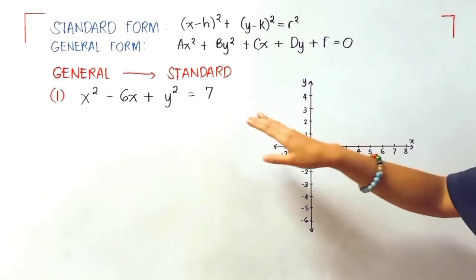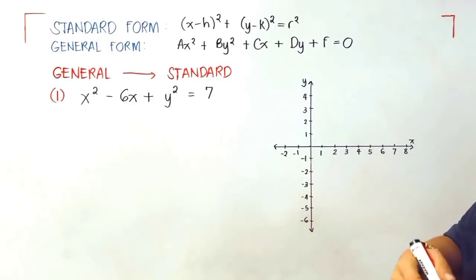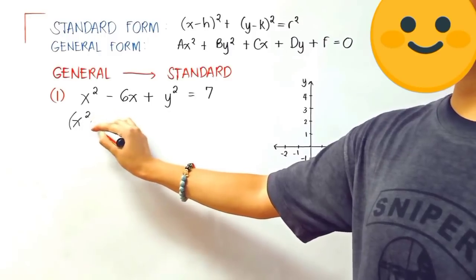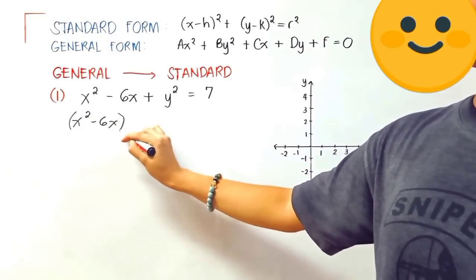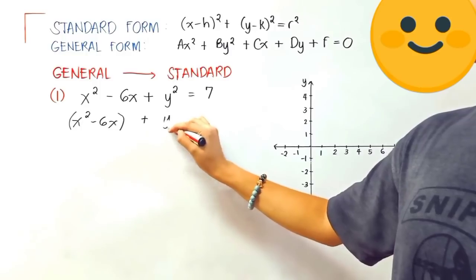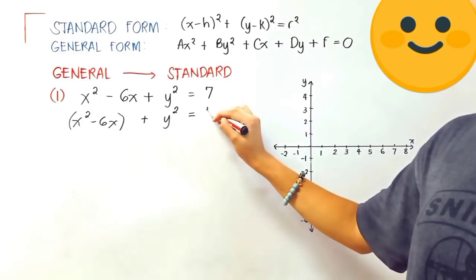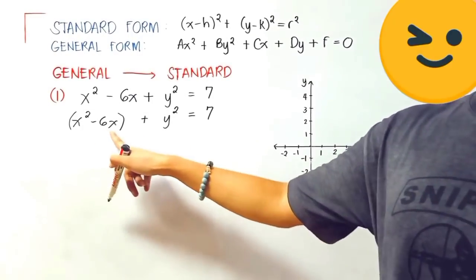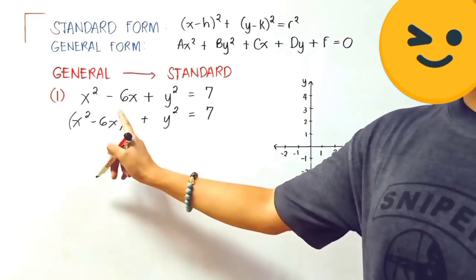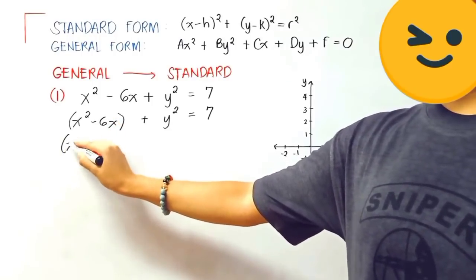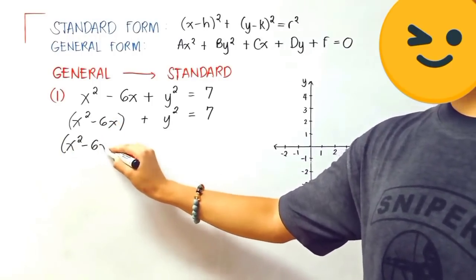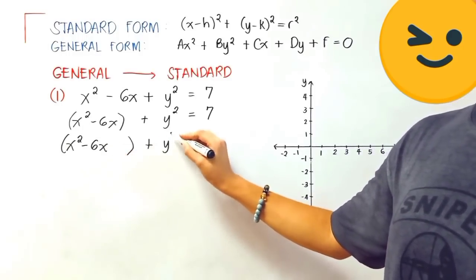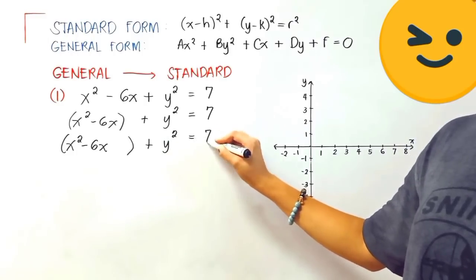The first step is to regroup the terms with the same variable. So we have here the variable x squared minus 6x. And then there's only one term with variable y squared, and then just copy 7. Since our group here has a middle term, we can now complete the square by thinking of an appropriate constant to be placed here. So allow me to just rewrite this one.